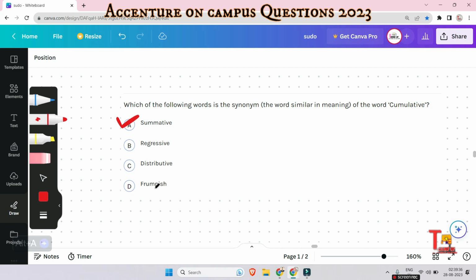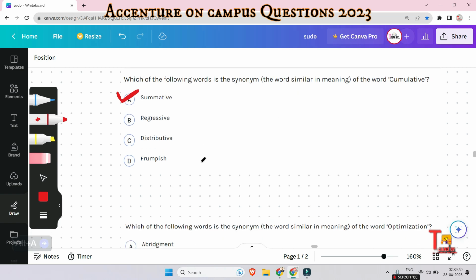And summative means pertaining to a final assessment or evaluation, often at the end of a period of instruction. So this is quite similar to cumulative. So the answer will be summative.